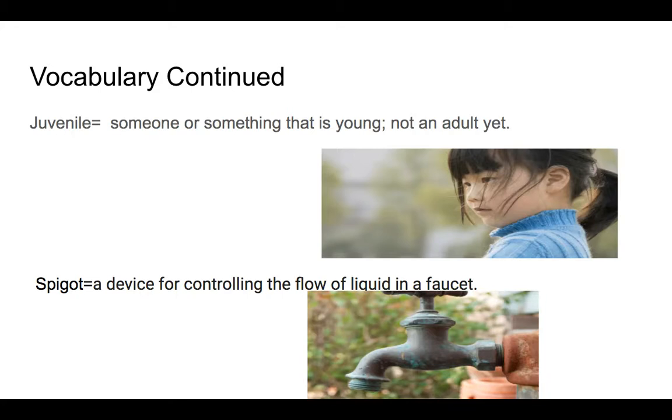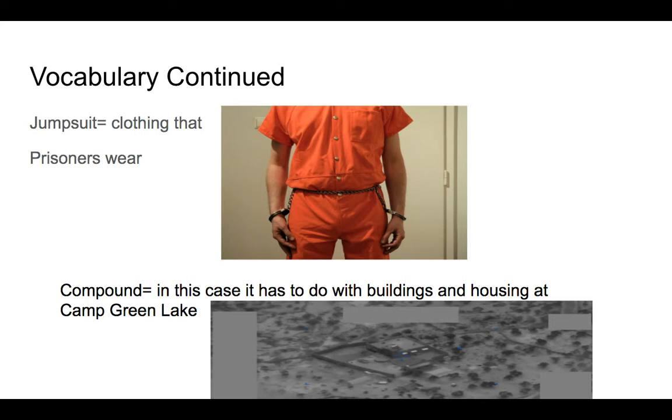Another word is spigot. It's a device for controlling the flow of a liquid in a faucet. So these are some of the words that you should know going forward through the story. And you're going to be told that the prisoners wear jumpsuits. This is an orange jumpsuit, and this is something that Stanley will be issued when he comes into the detention center. So if you can get that orange clothing in your mind as you're reading the story, that would be fantastic.